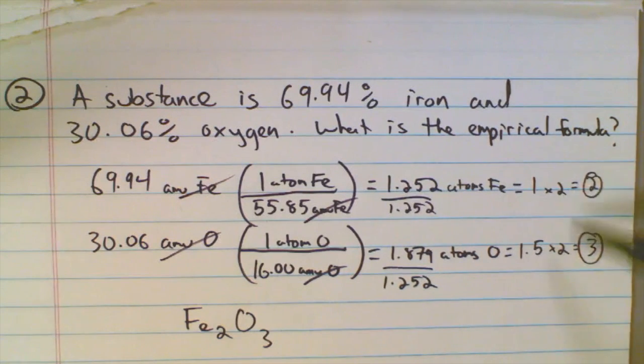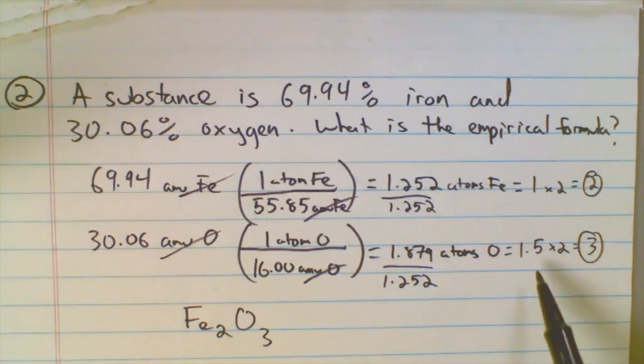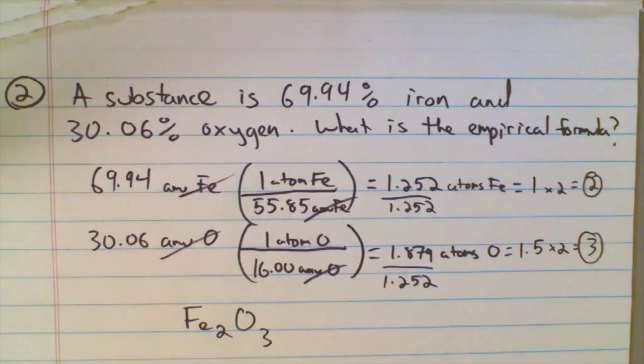Do you guys see why we had to multiply by 2 here? Sometimes it'll be 2, sometimes it'll be 3, it might be 4. So if you saw like a 1.33 here, you'd be like, oh, okay, maybe I have to multiply that by 3 to get that whole number, right? So you have to do some backwards fraction work. Make sense? Okay, how was that?